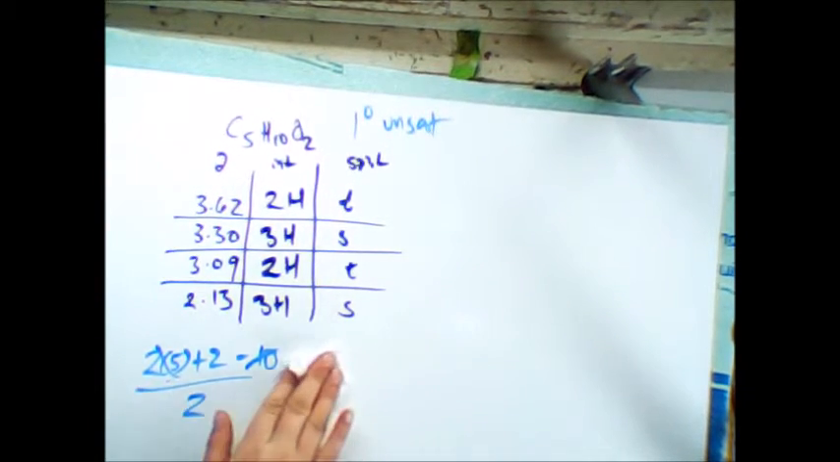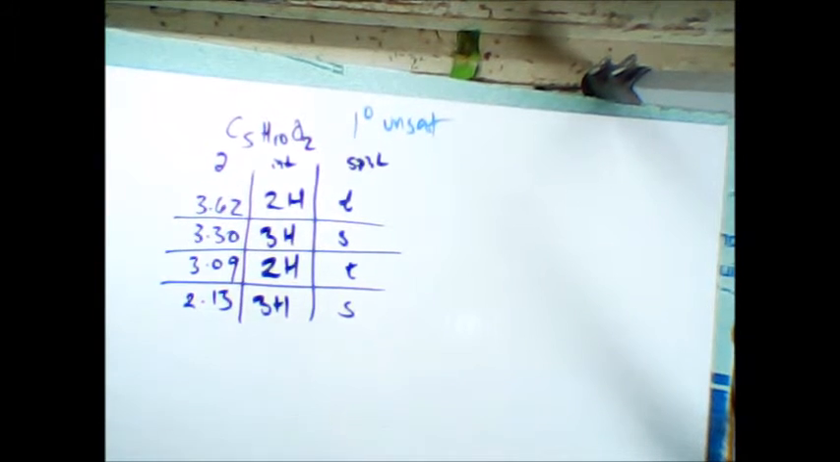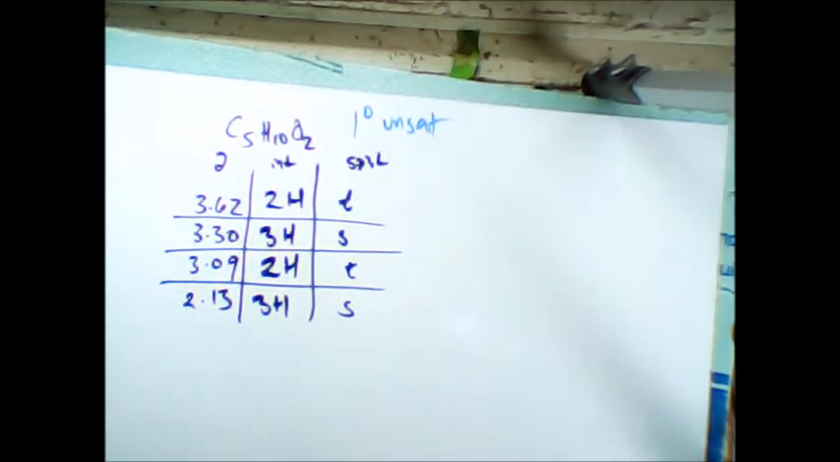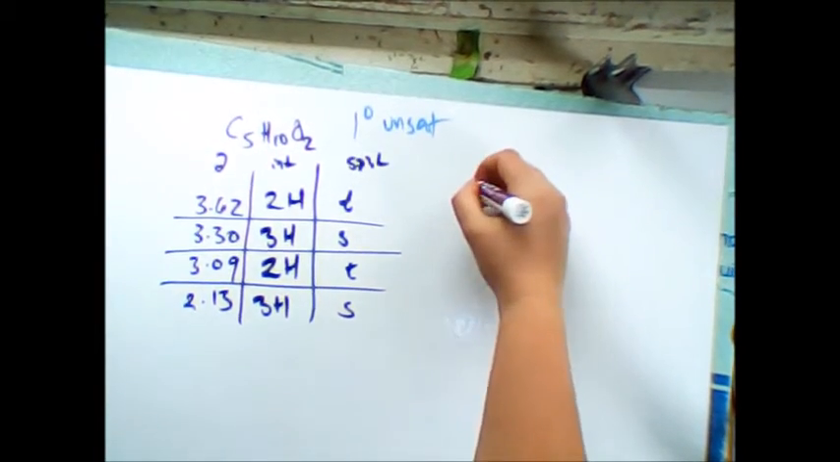Okay, what else does he tell us? He tells us that there is a strong absorption in the range of 1700. What does that mean? That means a carbonyl. So, we're going to say, we know we have a carbonyl.